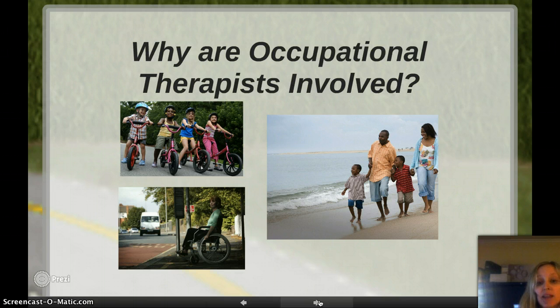OTs understand the background and the medical needs of a client or patient, as well as taking into consideration financial limitations or when alternative methods of transportation would best suit the client.